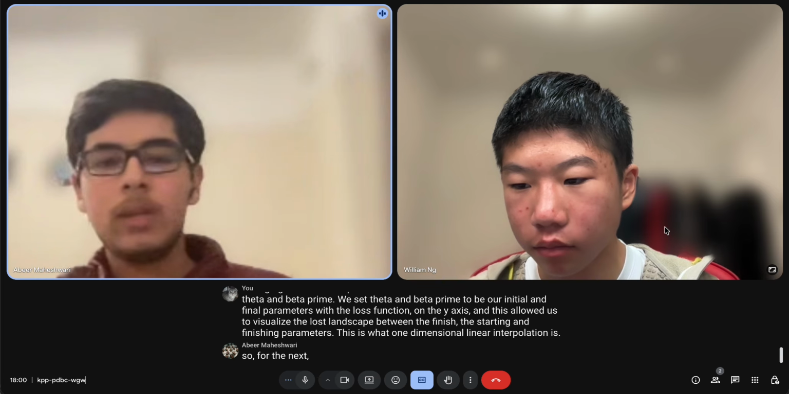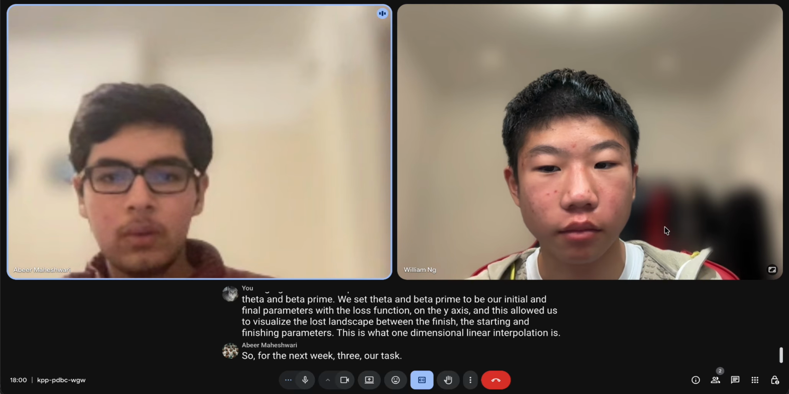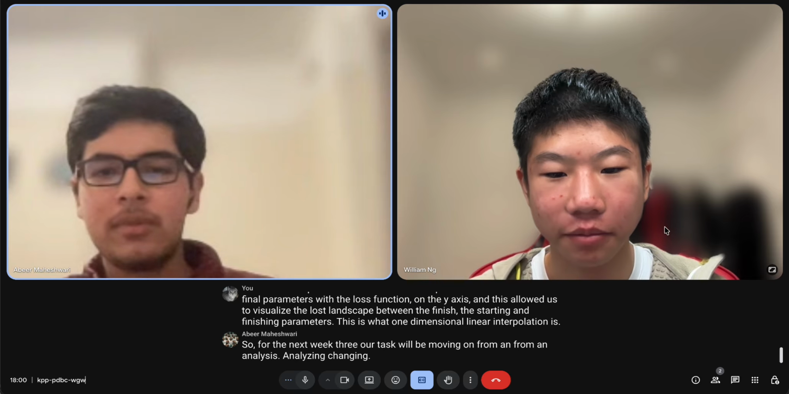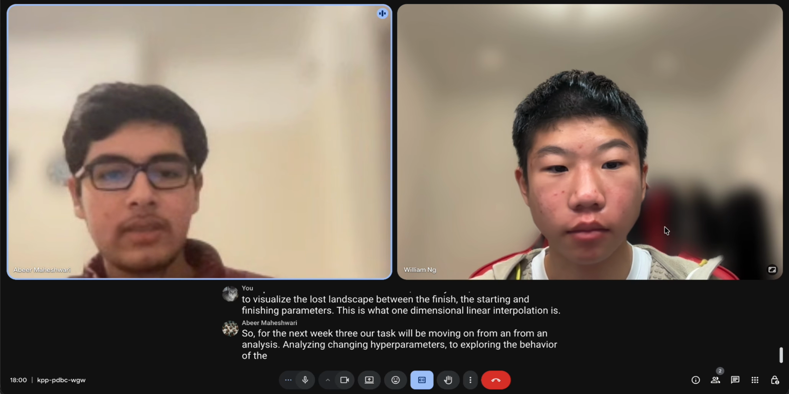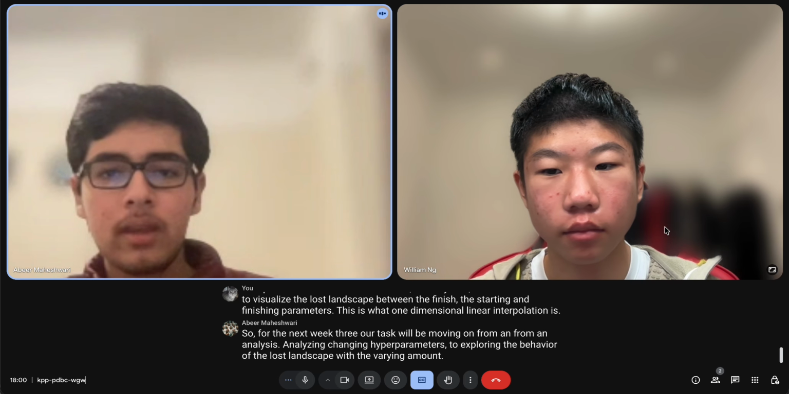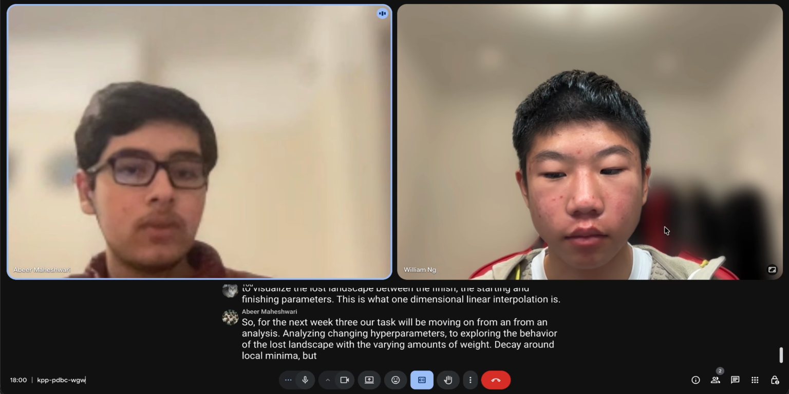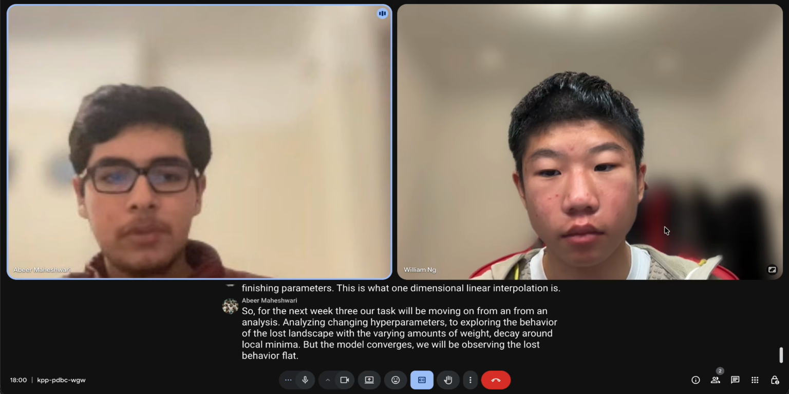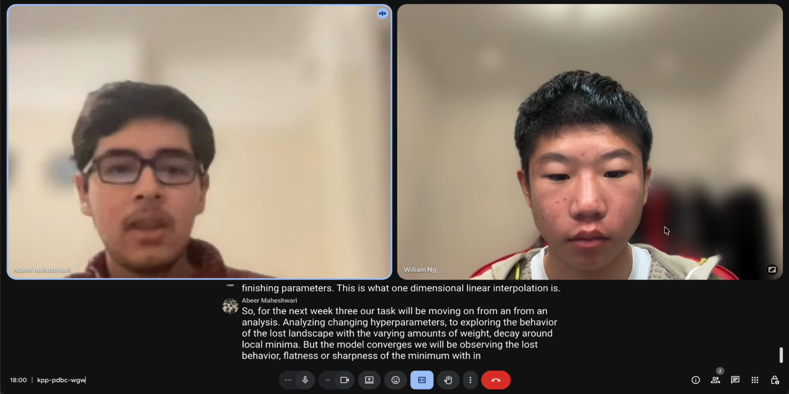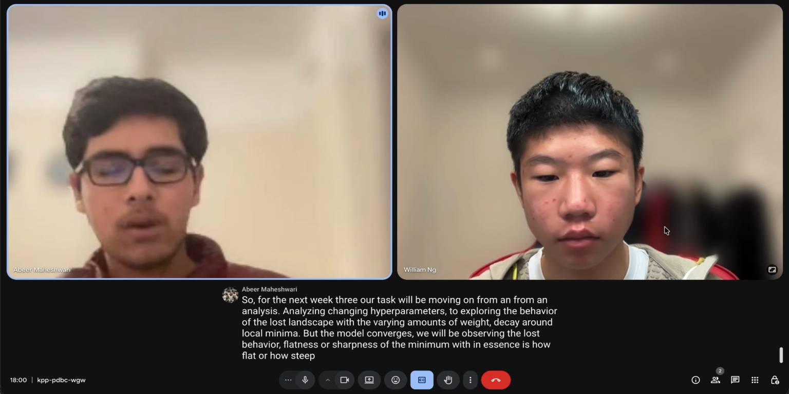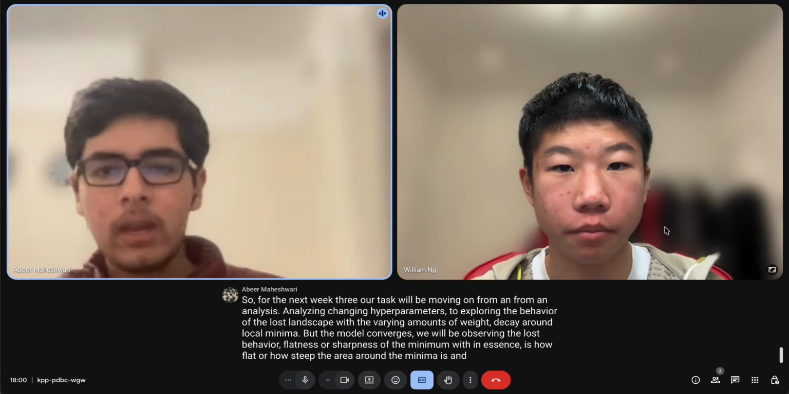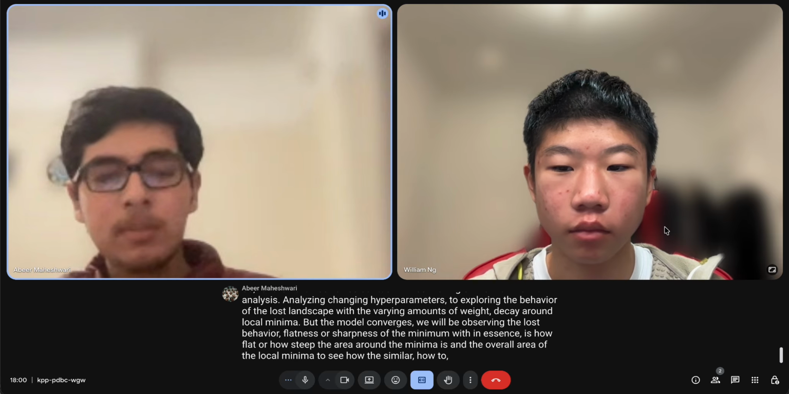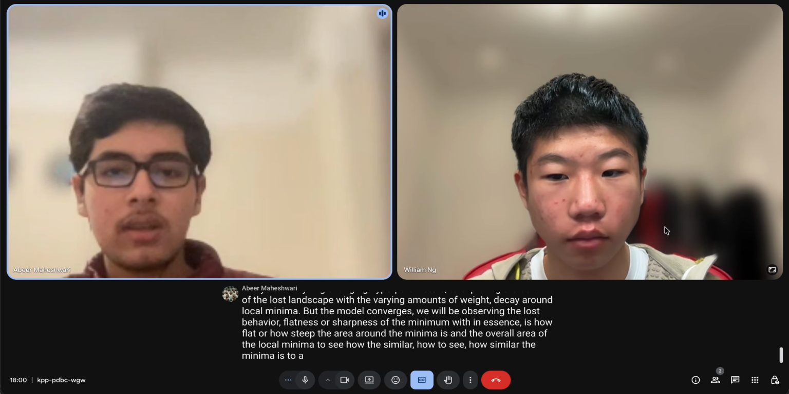So for the next week, week 3, our task will be moving on from analyzing changing hyperparameters to exploring the behavior of the loss landscape with varying amounts of weight decay around local minima where the model converges. We will be observing the loss behavior, flatness or sharpness of the minima, which in essence is how flat or how steep the area around the minima is, and the overall area of the local minima to see how similar the minima is to a real CNN image classifier.